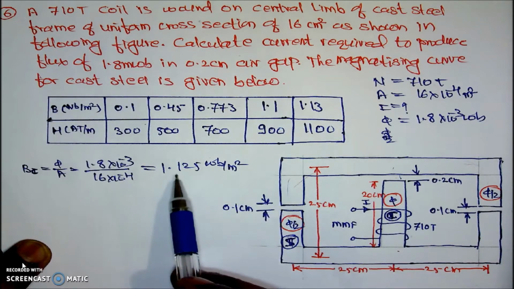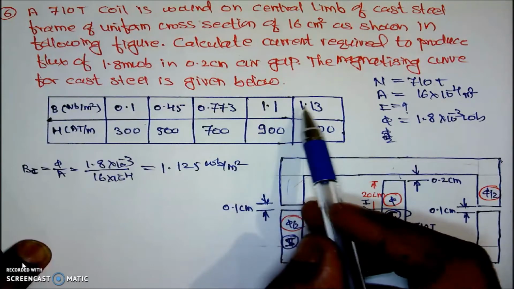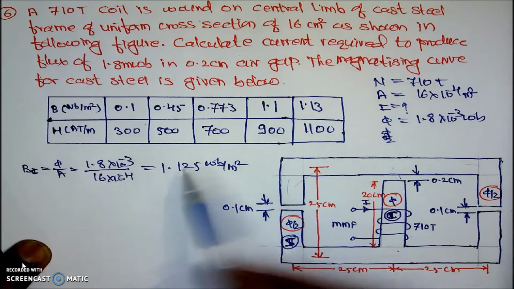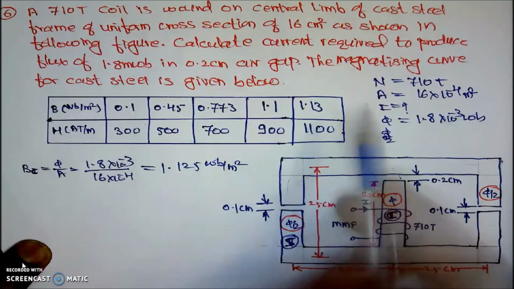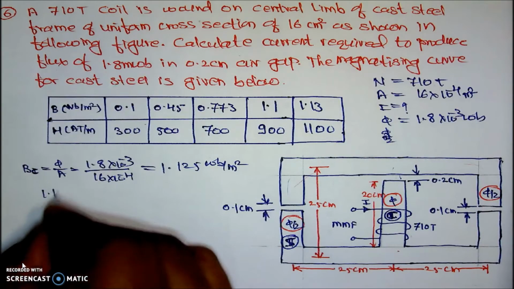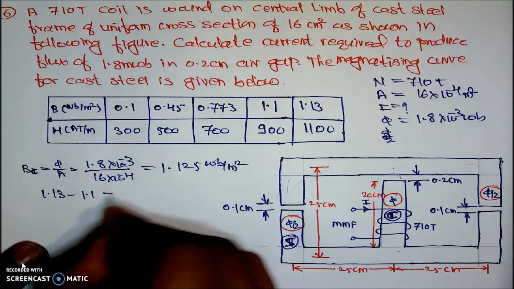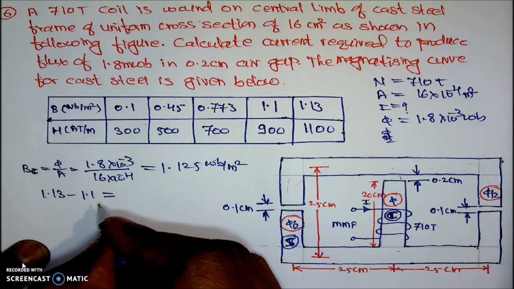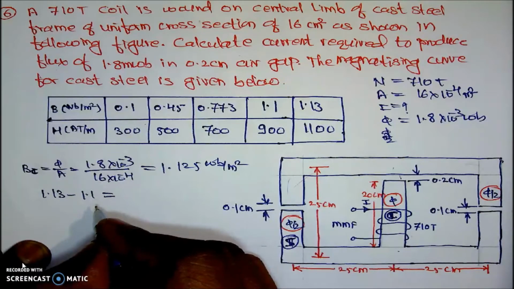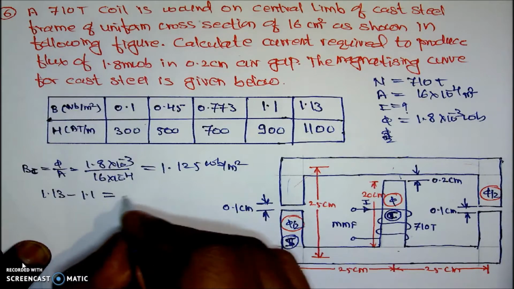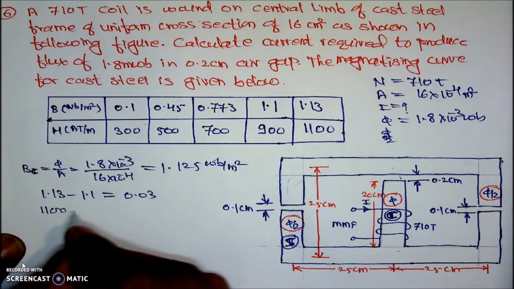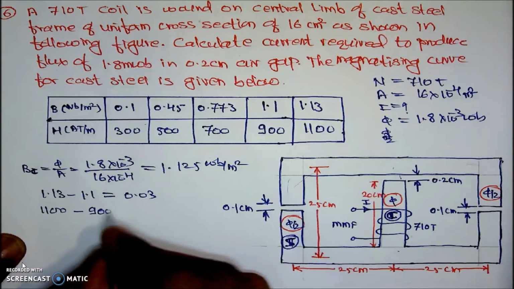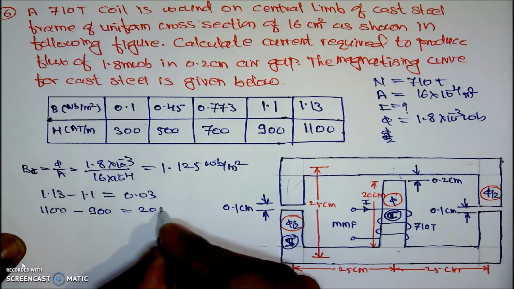Now read out the corresponding value. Here the corresponding value is not directly available in the table. Now here it is 1.125. It lies in between these two values. Then we will find out the difference of these two, that is 1.13 minus 1.1, which is nothing but 0.03. And if I take the difference of the other values, that is 1100 minus 900, it is found to be 200.